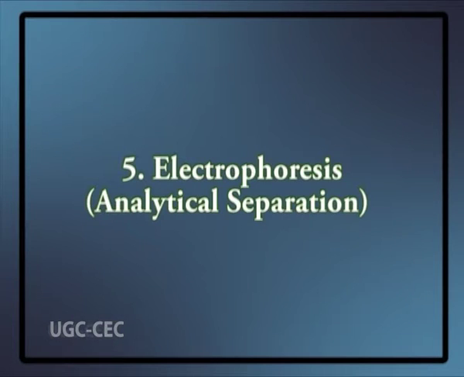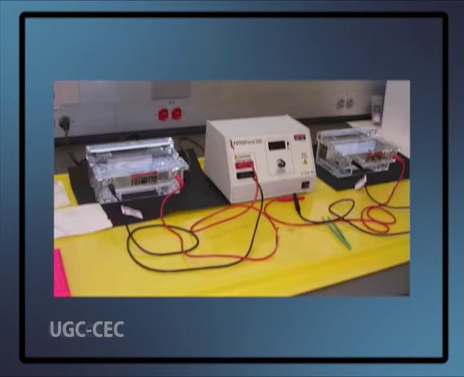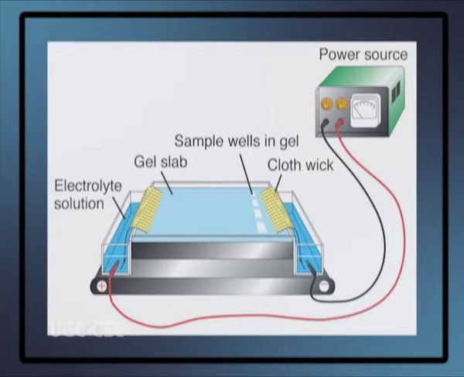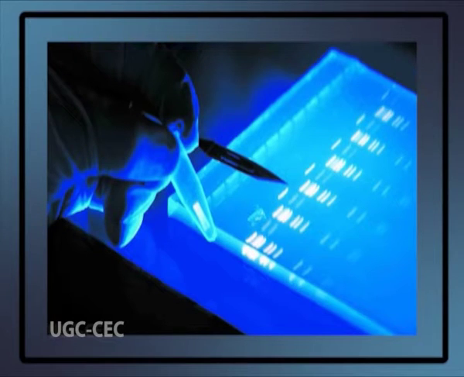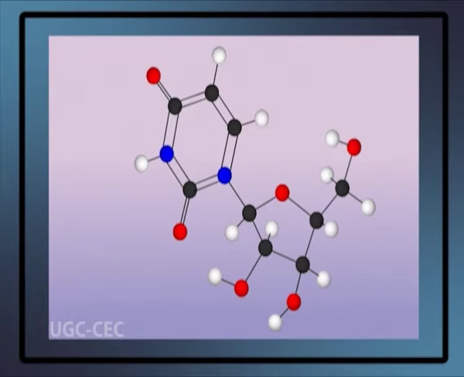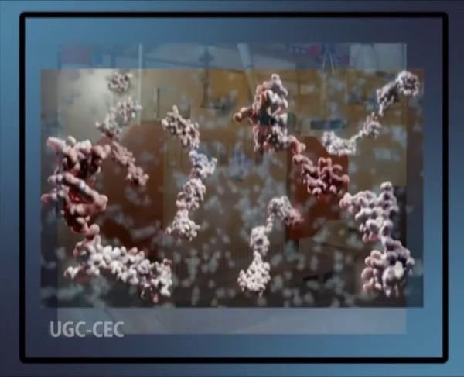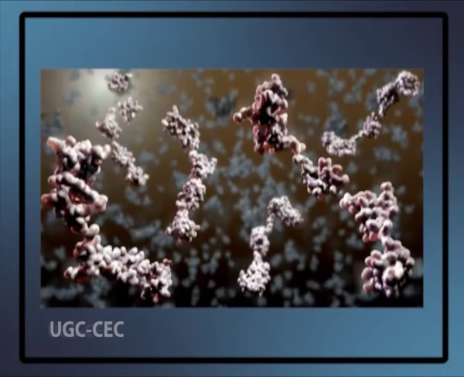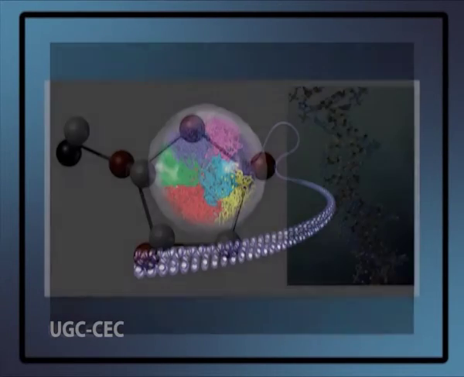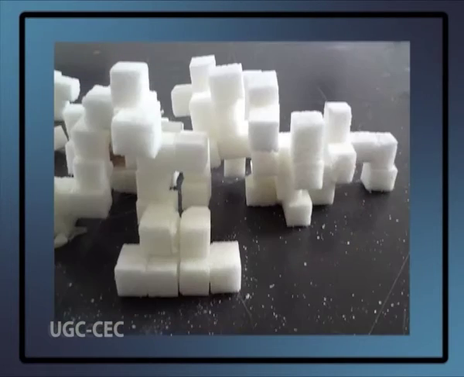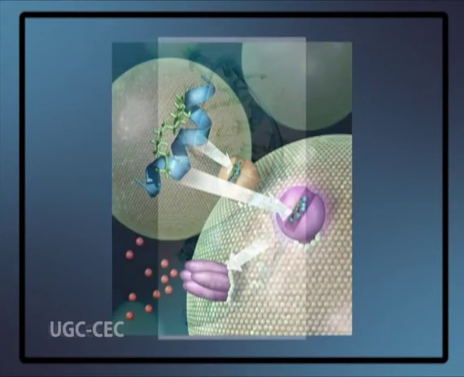5. Electrophoresis, analytical separation. Electrophoresis is the process of moving charged biomolecules in solution by applying an electric field across the mixture. Biomolecules present in the mixture move depending on their charge, shape, and size, and separation occurs on the basis of molecular size. Electrophoresis is an analytical method used for separation and purification of large molecules such as proteins and nucleic acids, and for simpler charged molecules such as sugars, amino acids, peptides, and nucleotides.